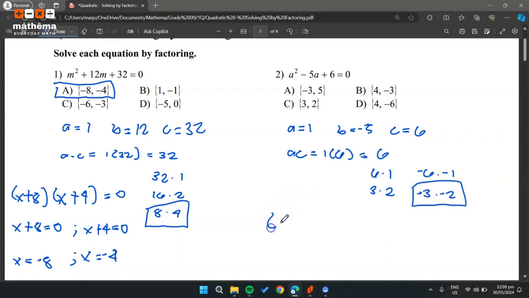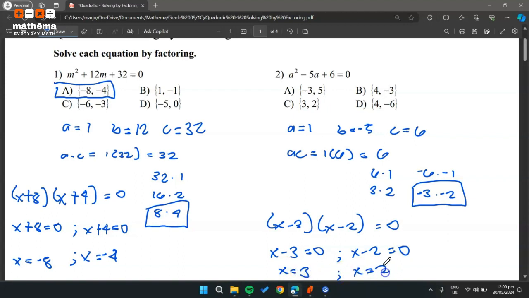So we will write x minus 3 times x minus 2 equals 0, and then solve for x. This is now x minus 3 equals 0 and x minus 2 equals 0. So x now is 3, and the other one, x is 2. So that happens to be letter C in the choices.